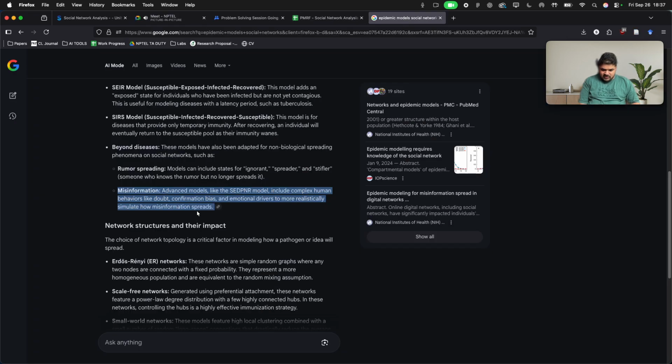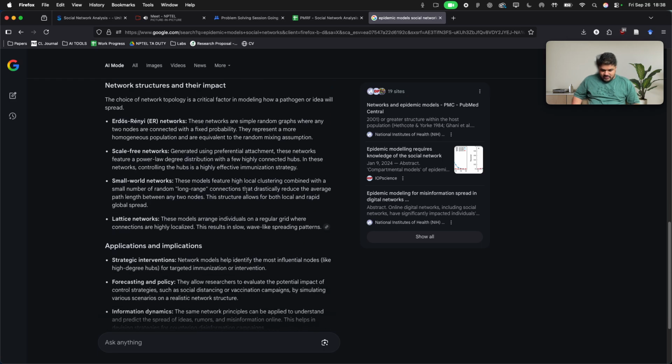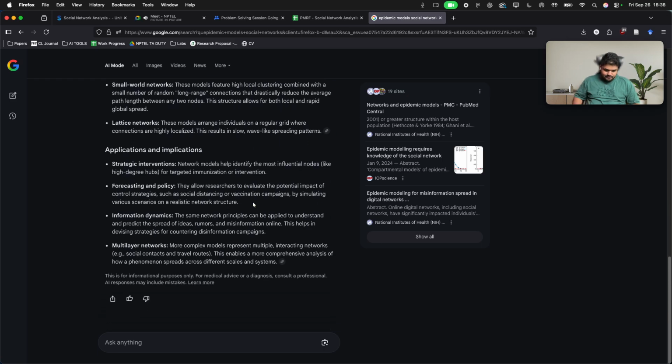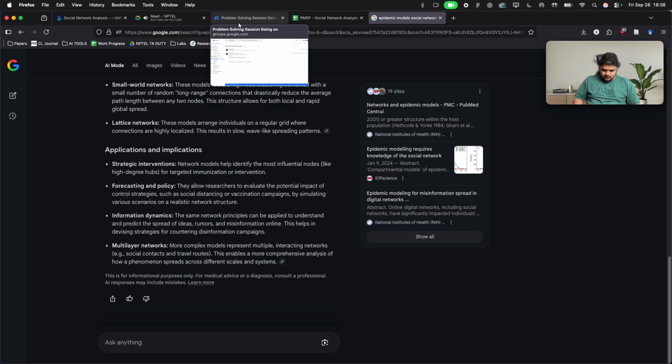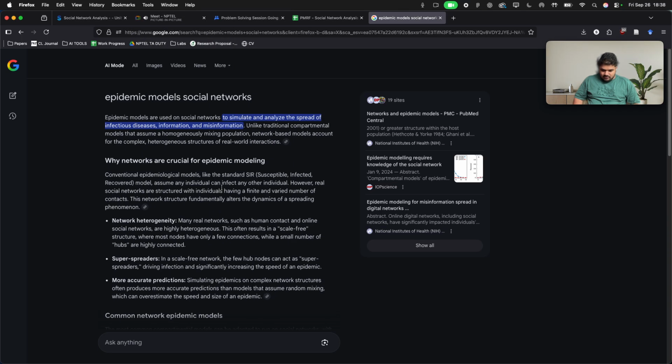The other one is SADPNR, which is basically modeling the confirmation bias of humans, the emotions as well. So this is susceptible, emotion, when there's doubt. That stuff is out of scope of this course. You can study it later on. So this is all about epidemic modeling. So let's also study information cascading.